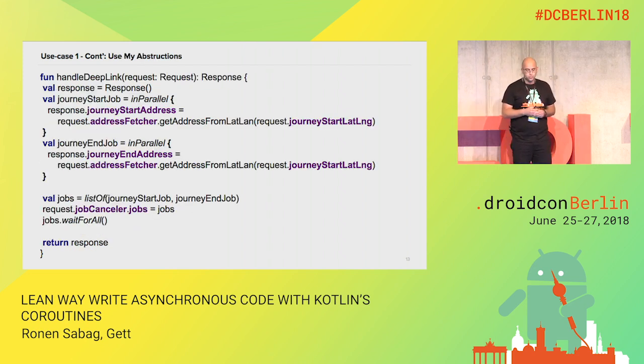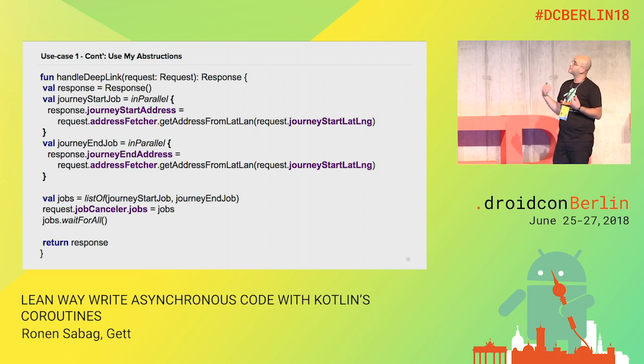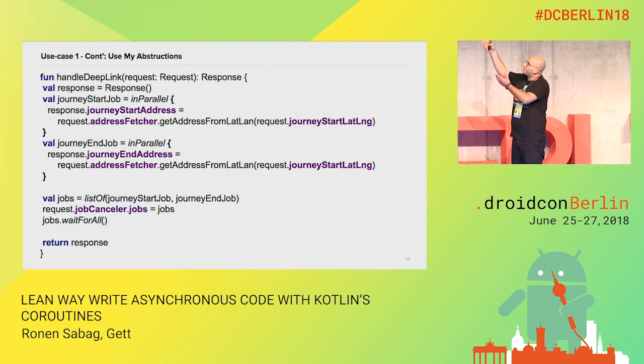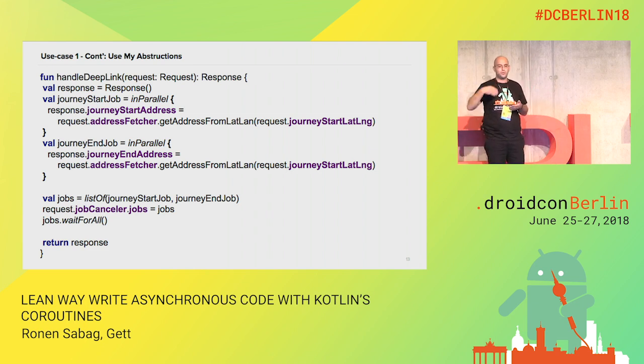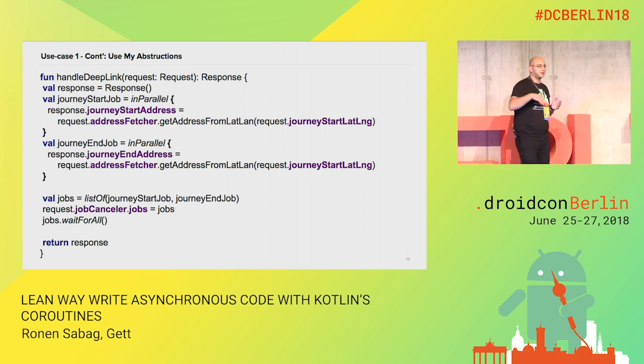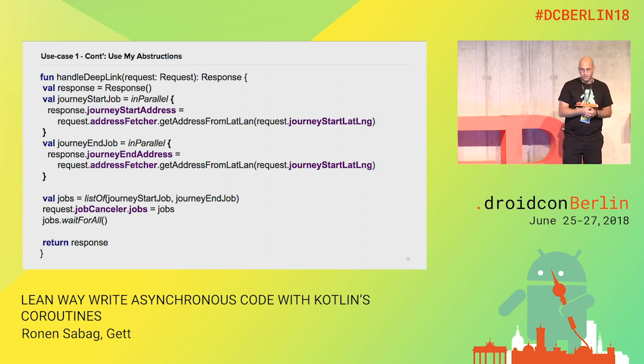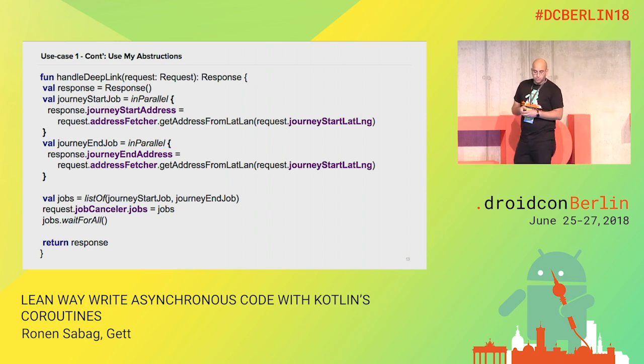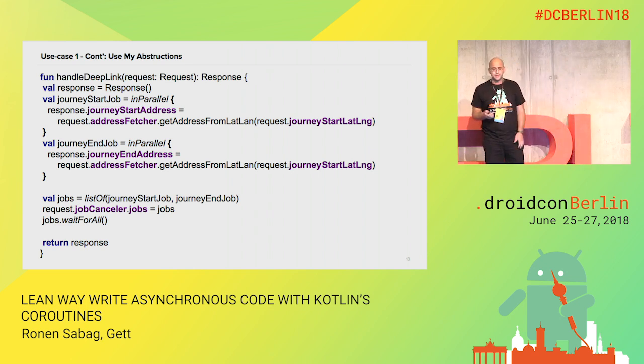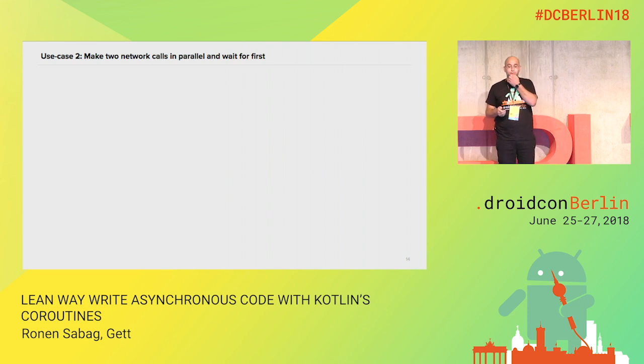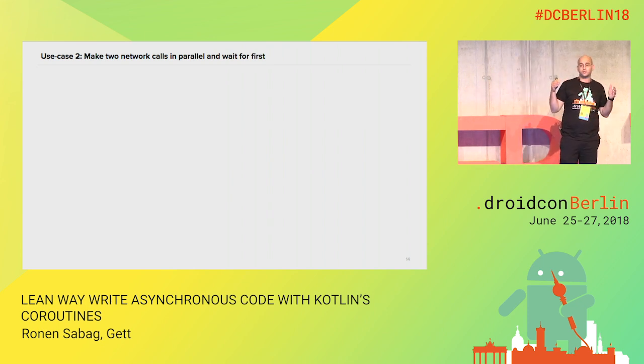All right, so with these abstractions, my code looks a bit nicer for me. Now, I'm doing two things in parallel, and then I'm going to put all of them in the JobCanceller, so it will automatically be closed when the lifecycle is destroyed. And finally, I'm going to wait for all. All right, so it's really nice, but now I have a different problem. I want to make two tasks run in parallel, but just take the first one of them.